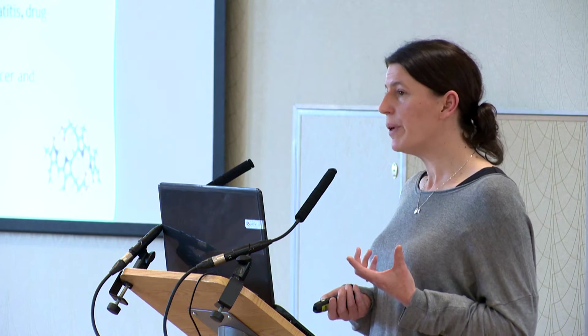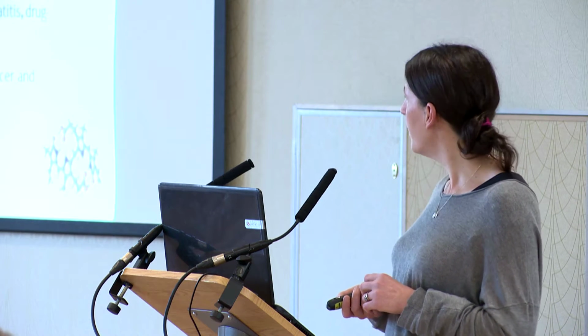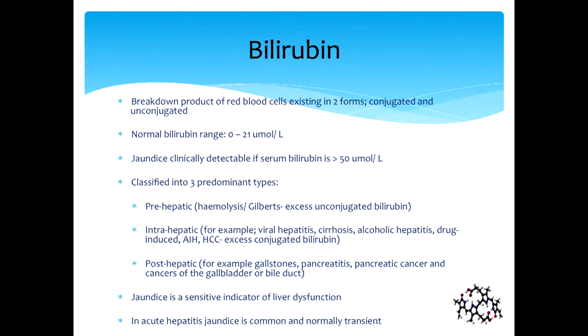If we look at bilirubin, this is another good marker of synthetic function, so the breakdown of red blood cells, and you get it in two forms, either conjugated or unconjugated. I've put the normal range there. If you're looking at somebody who's jaundiced, they would probably need to have a bilirubin level of greater than 50 at least for you to be able to see obvious signs of jaundice within them.